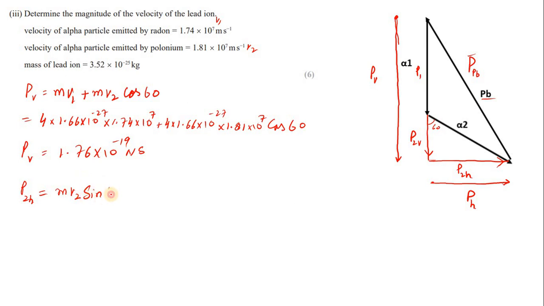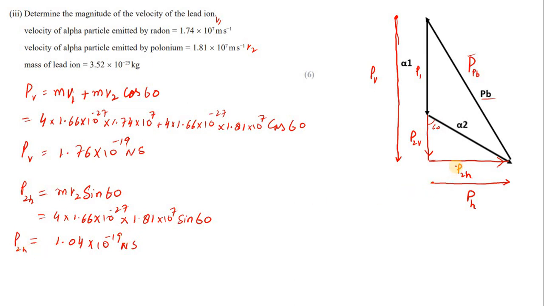Sine 60. So again 4 times of 1.66 10 to the power minus 27. V2 is 1.81 10 to the power 7 sine of 60. So the answer will be 1.041 or 1.04 into 10 to the power minus 19 Newton second. This is P2H.